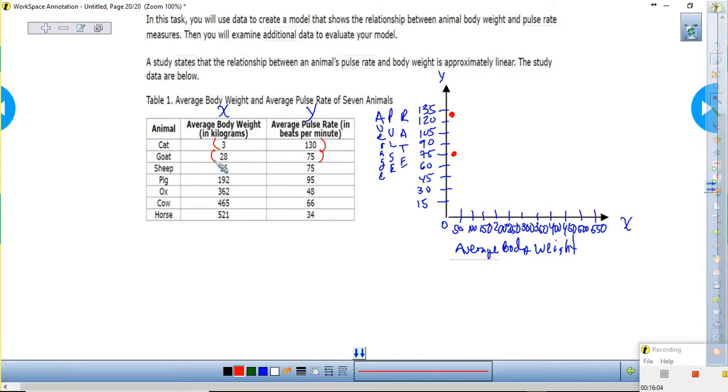Okay. Next point is 56, 75. 56, 75. It's right next to this one. The next one is 192.95. 200 is here, so 192 is right before that. 95 is below 100. So 192.95, it's about right there.